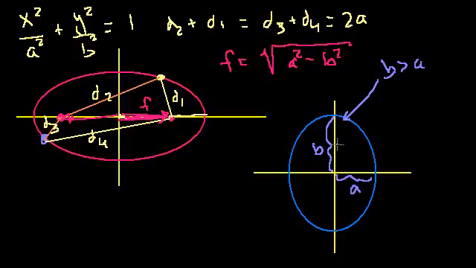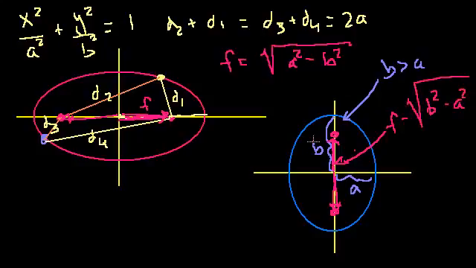And in this case, the focuses are always going to lie along the major axis. And in this case, the major axis is the vertical axis. So the focuses are going to sit here and here. And the focal lengths are going to be vertical down from the origin and vertical up from the origin. And instead of it being a squared minus b squared, now since b is larger than a, the focal length is going to be the square root of b squared minus a squared. Fair enough.